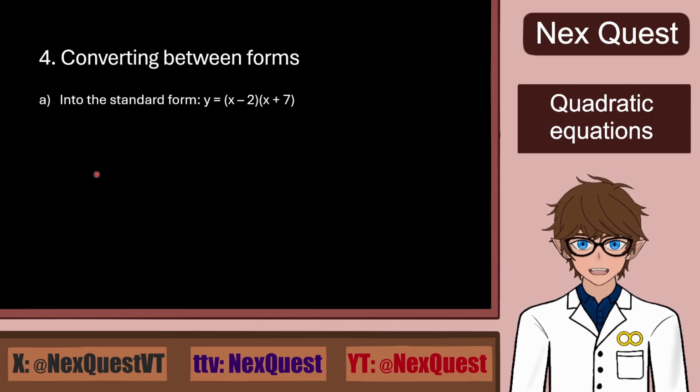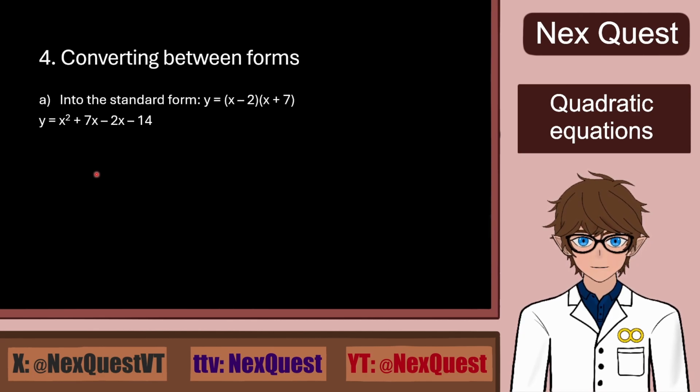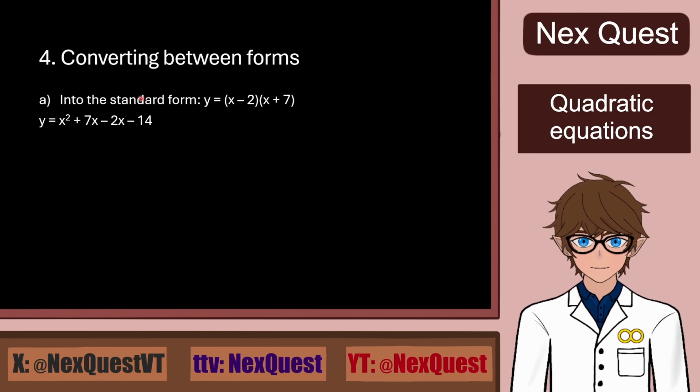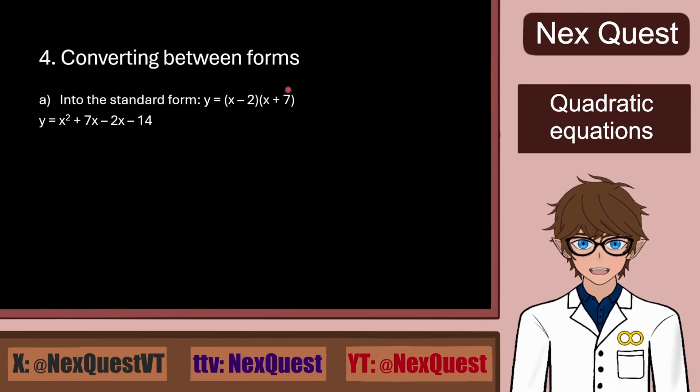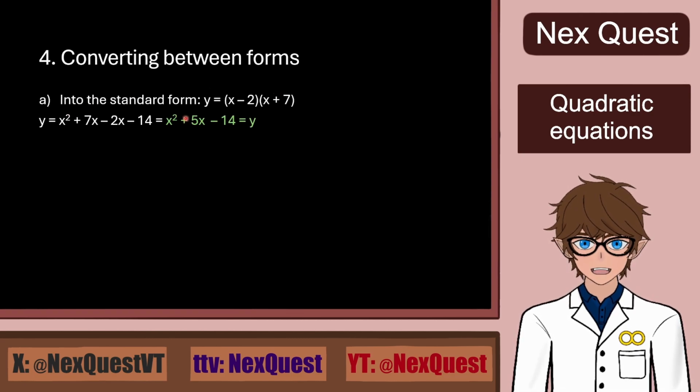Now, converting between the forms, into the standard form from the factored. This one is very simple, just multiply each part with each other part. So x times x, x times 7, minus 2 times x, minus 2 times 7. We get this. We add together the x's, we add together the x squared, we add together the numbers, and this is the final formula.